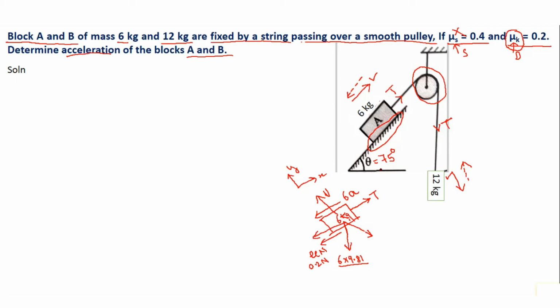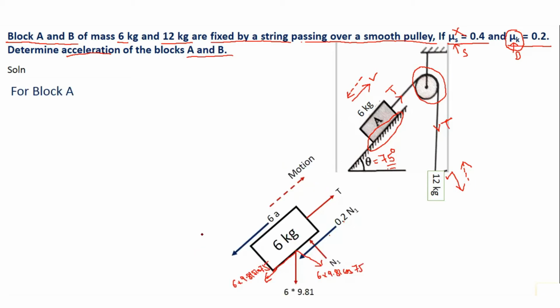Now by geometry, if this angle is 75, the angle of the plane, then this angle will also be 75 degrees by geometry. And if this is 75 degrees, this component will be 6 into 9.81 cos 75, and this component will be 6 into 9.81 sin 75. Now our free body diagram is ready for applying conditions of equilibrium. So let us start with that.